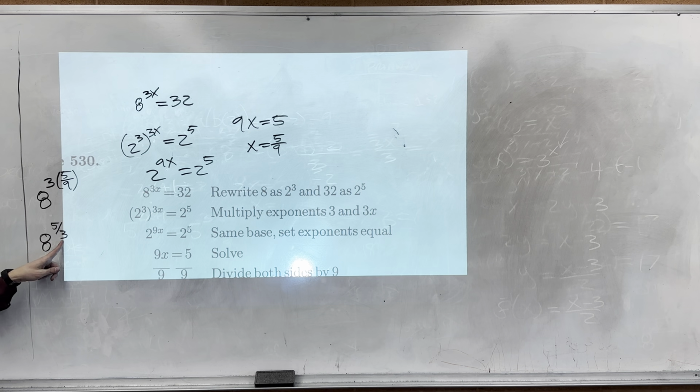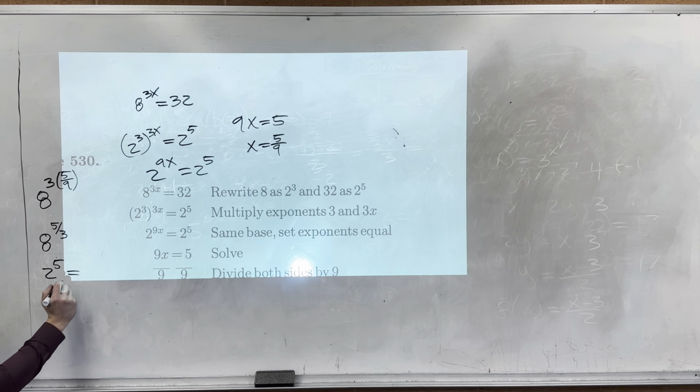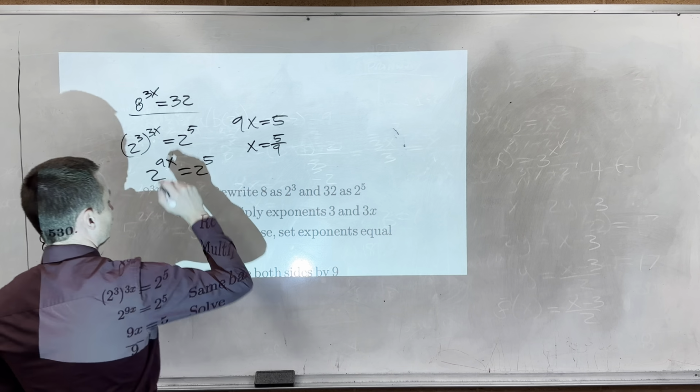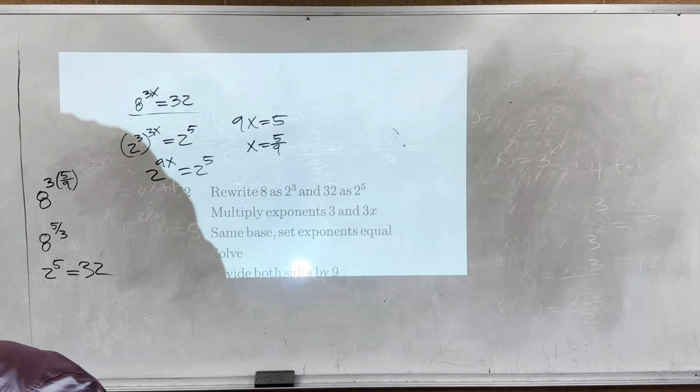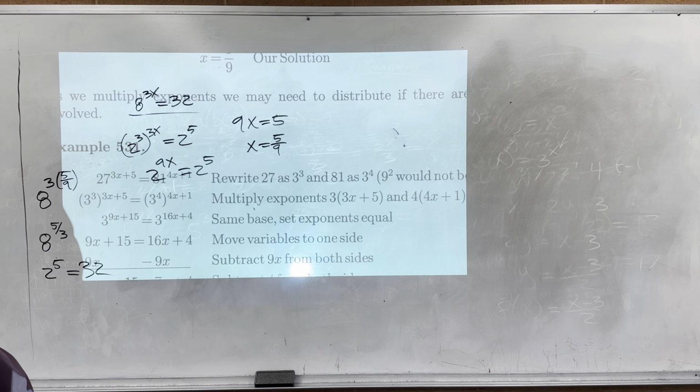What's the cube root of 8? The cube root. What times what times what gives you 8? Oh, 2. The cube root of 8 is 2. We're getting smaller numbers. So the cube root of 8 is 2, and then 2 to the power of 5 is 32. So it worked. We found the x that made this true. Make sense? Okay.